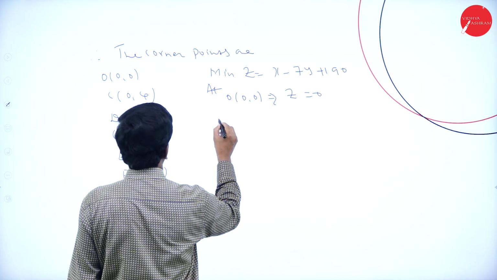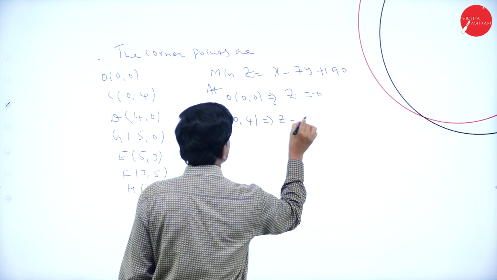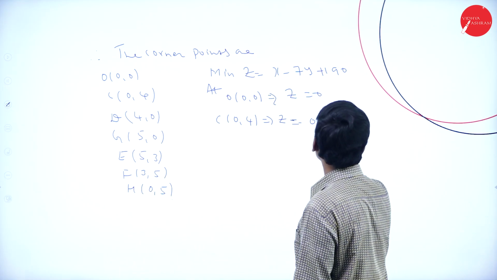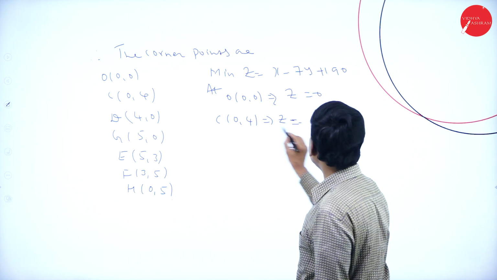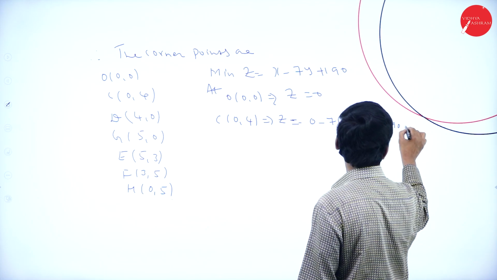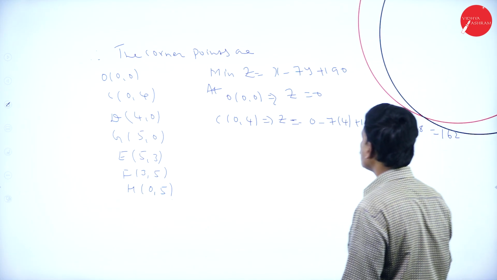At C, what is the point? C is 0, 4, which implies Z is equal to, substituting x is equal to 0, minus 7 into y is equal to 4, plus 190. This is 190 minus 7 fours, which is 28. This is equal to 162.